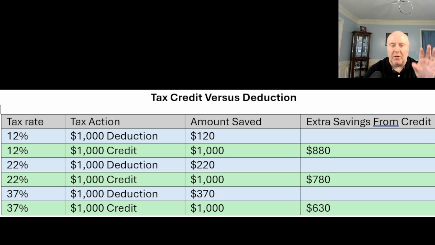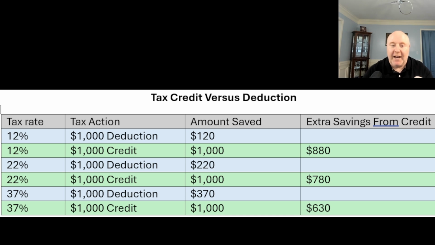And what you look at is when you're looking at the tax rate, our left hand over here, we're going to have 12%, 12%, 22%, 22%, 37%. So we're assuming that this taxpayer is either going to be in the 12, 22, or 37% bracket. Then when you look at the tax action, what I'm saying is they have either a $1,000 deduction or a $1,000 credit. So if it's in green, it's a credit, but you can see each of them will have the tax rates at 12%, 22%, or 37%. One of them is going to be blue, is going to be the deduction. Green is going to be our credit.